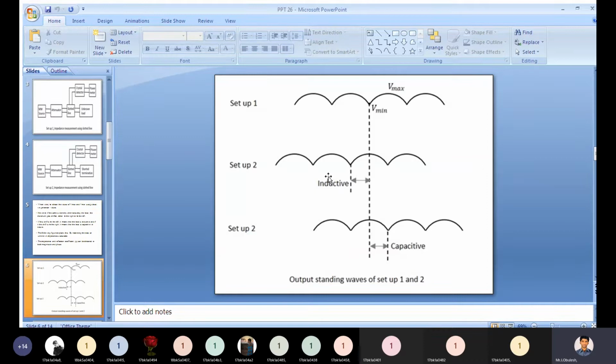If the shift is to the right, it means that the load is capacitive in nature. If it is on the left side, it is inductive in nature. If it is on the right side, it is capacitive in nature. This figure explains just that, so you need to see the diagram clearly.